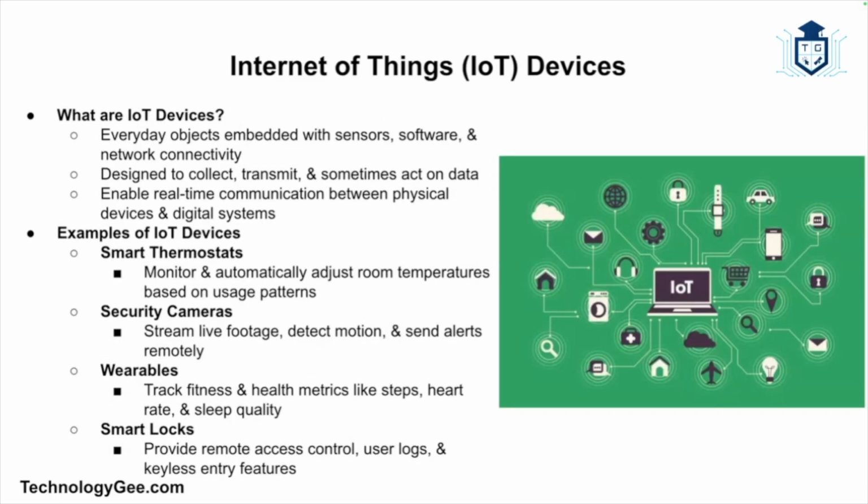All right, next let's talk about IoT devices, or the Internet of Things. So IoT devices, these are everyday objects embedded with sensors, software, and network connectivity that allow them to collect and exchange data. And some examples are you got smart thermostats that can monitor and adjust room temperature, security cameras that can stream video footage and detect motion, wearables that can track health metrics like steps or heart rate, and smart locks, which can enable remote access control to buildings.